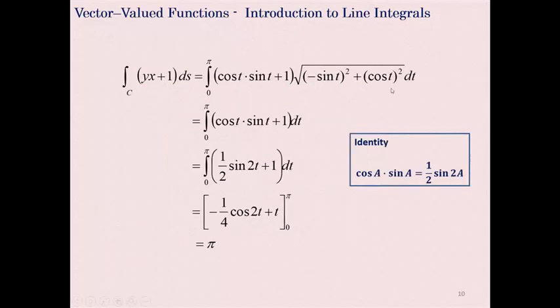Let's simplify the integrand. Within the square root, we have something familiar. Sine squared plus cosine squared equals 1. That reduces the integrand to sine t cosine t plus 1. But sine t cosine t can be reduced to half sine 2t by virtue of this famous double angle formula. So in the end, we have half sine 2t plus 1. And this can be integrated easily, giving us the final outcome of pi.